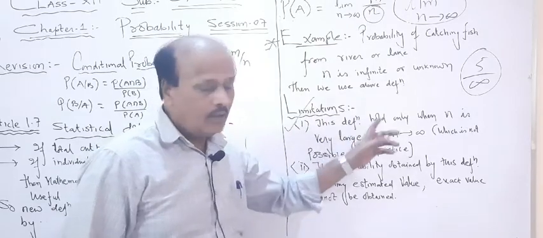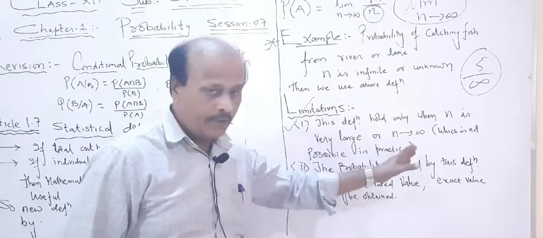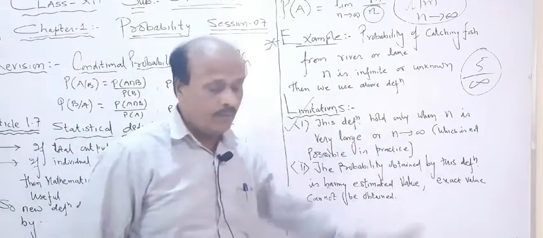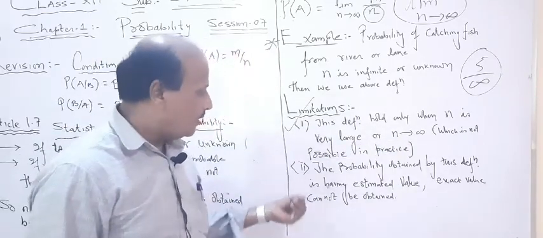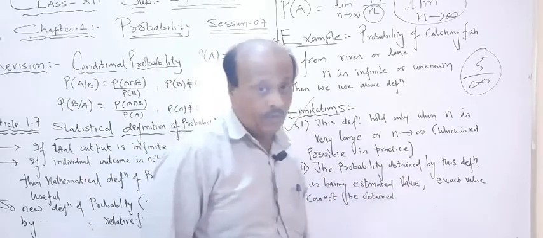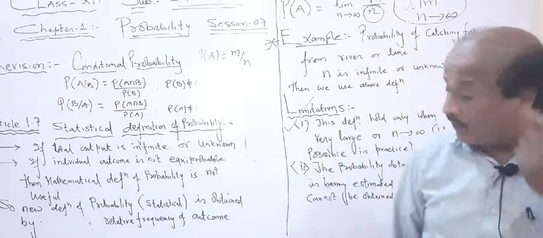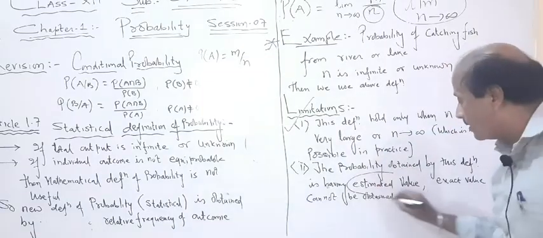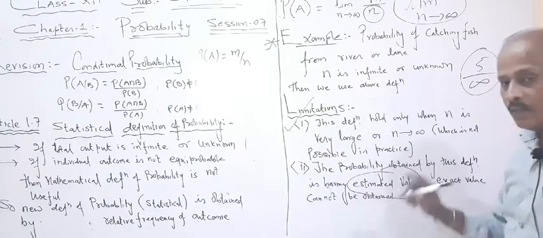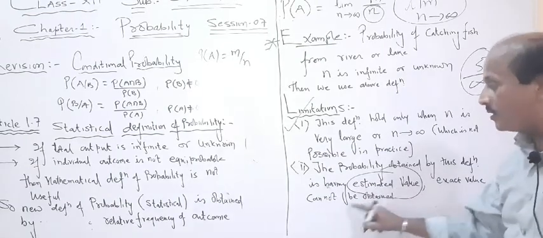So this formula is not useful in practice if n is very large, tending to infinity. The second limitation is that the probability obtained by this definition gives estimated values. This is a very important limitation. Whatever answer you get will be an estimated value, not the exact value.